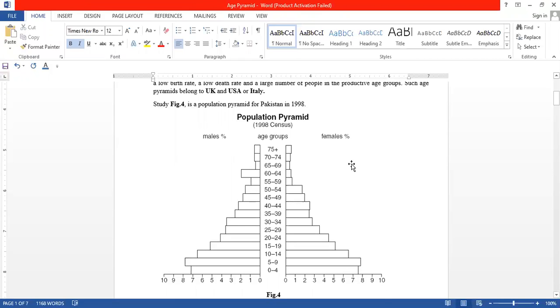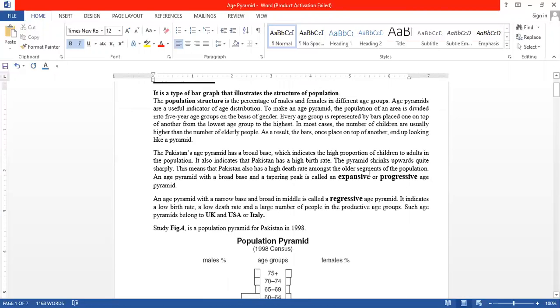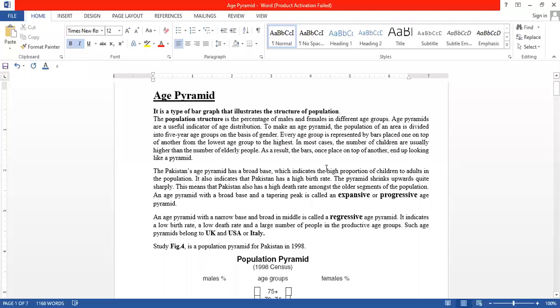For what purpose is the age pyramid designed, or constructed? My dear students, the age pyramid is designed to show the distribution of population according to age. How it is designed, I'm going to tell you. Basically, it's a good indicator related to the distribution of population according to age.